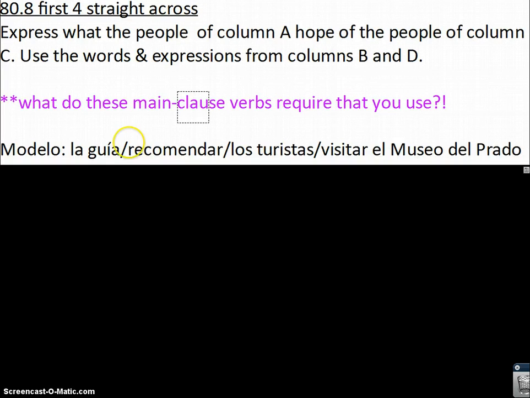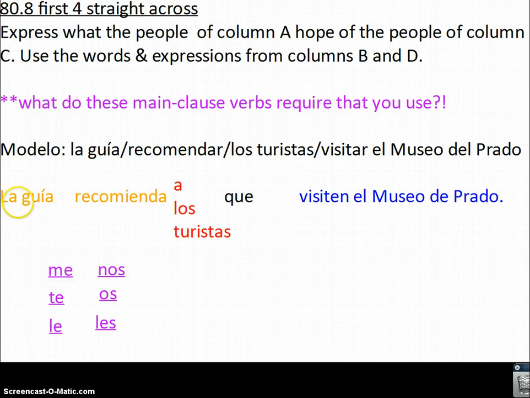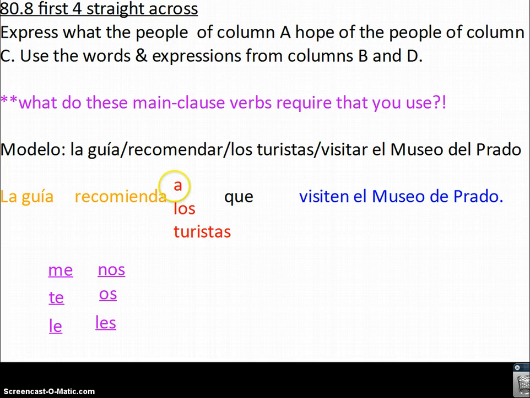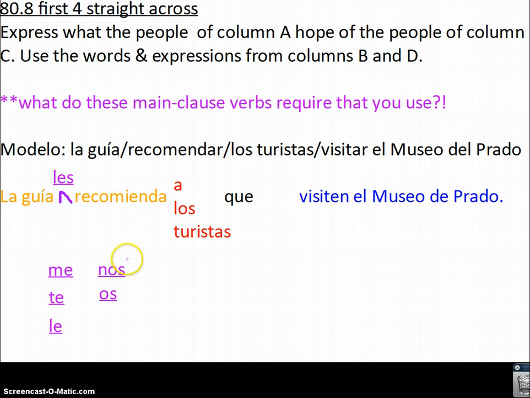In the Modelo sentence, here are the 4 things that they're using to make a sentence. So you get, in the main clause, the guide recommends, because you conjugate your verb for your subject, and the guide recommends to the tourists. But if something is happening to or for someone, you must have an IOP. So what IOP do I need? Well, it's happening to the tourists, so I want les, and I'm going to put it here, and let me caret that in before recomienda, because it's a conjugated verb. So in my main clause, I have, oops, a terrible looking box.